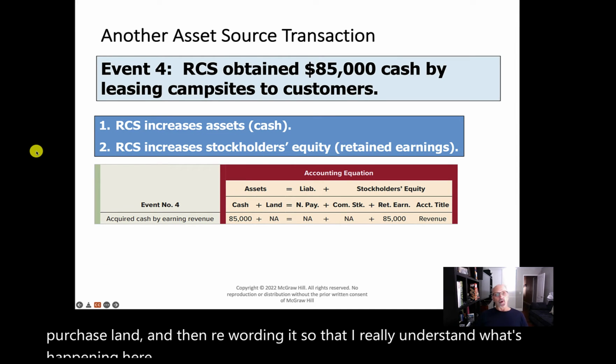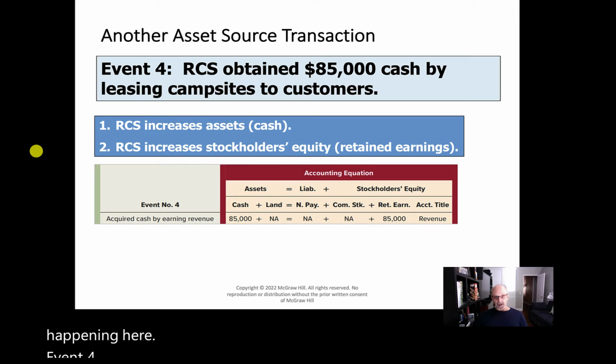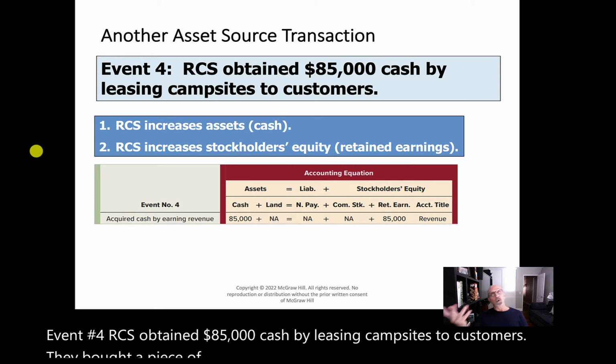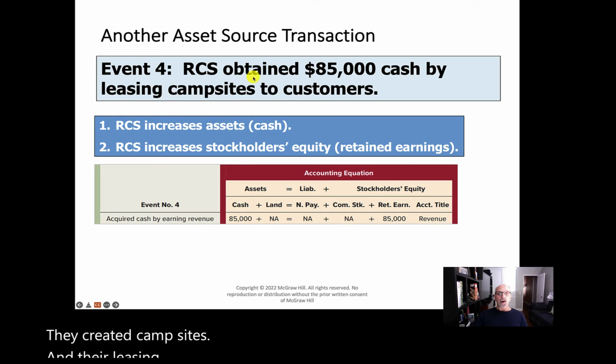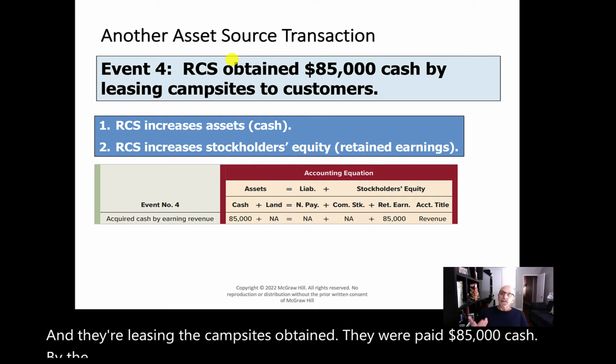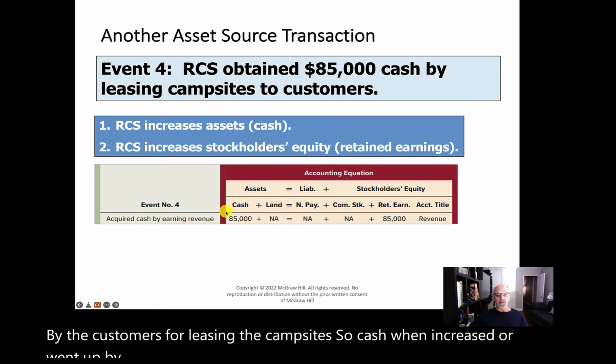Event number four, RCS obtained $85,000 cash by leasing campsites to customers. Okay, well, they bought a piece of land. Now we know what they bought the land for. They created campsites, and they're leasing the campsites. Obtained, they were paid $85,000 cash by the customers for leasing the campsites. So cash increased or went up by $85,000.